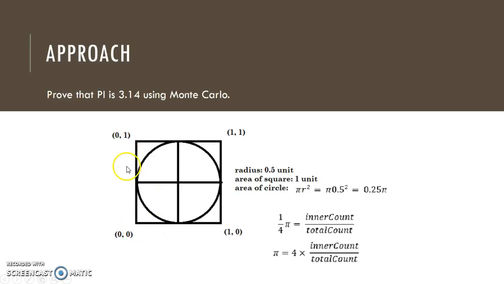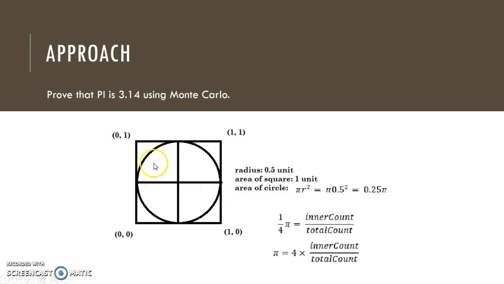This is a 1 by 1 square, and if we put a circle in it, that means that the total area of the square is 1 unit. It could be inches, it could be centimeters, and if the radius is 0.5, then that means that the area of the circle is 0.25 pi. So we don't know what pi is, right? So pi r squared is the equation for the area of a circle, and r is 0.5, so it's pi times 0.5 squared, which is 0.25 pi, which is 1/4 pi.